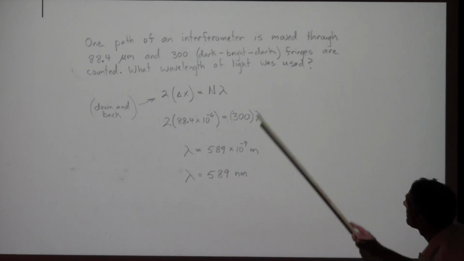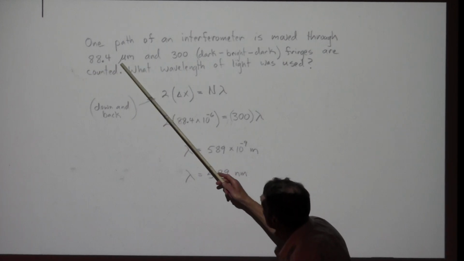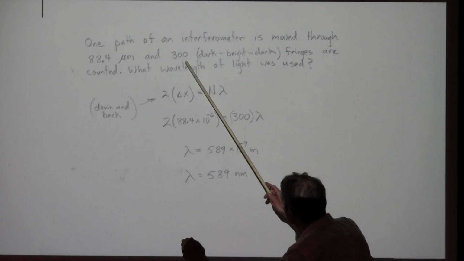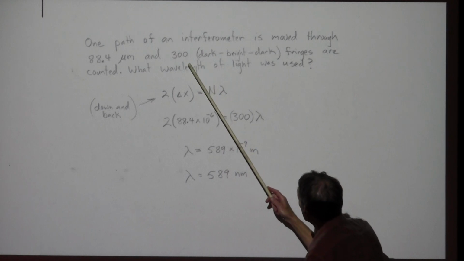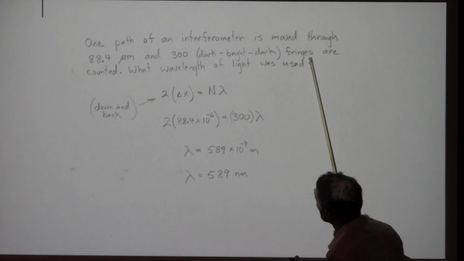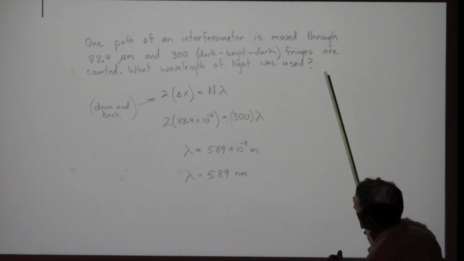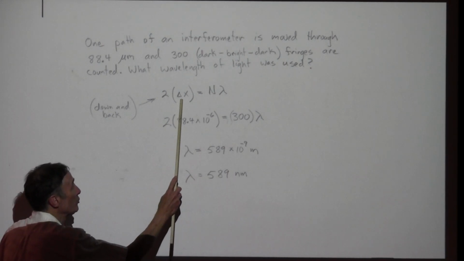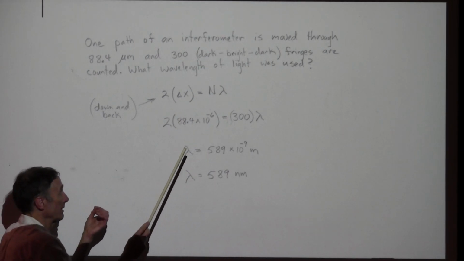The mirror is moved through 88.4 micrometers, and so this is a very slight movement. You used a movable mirror that moves back, and it has 300 bright dark fringes, and they are counted. What is the wavelength of the light that is used? So the path difference is going to travel through some distance that the mirror is going to change. This is where we really want to get at that path difference.